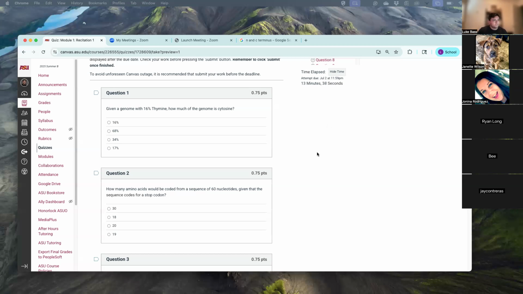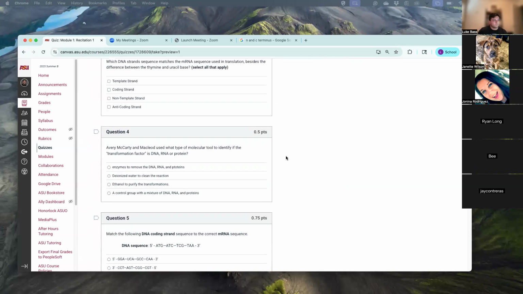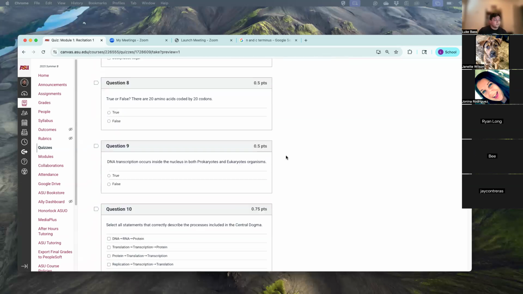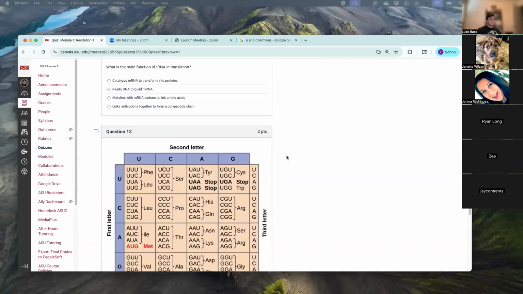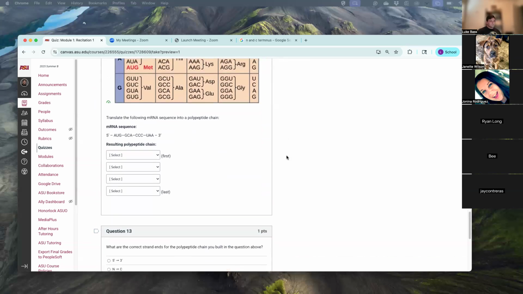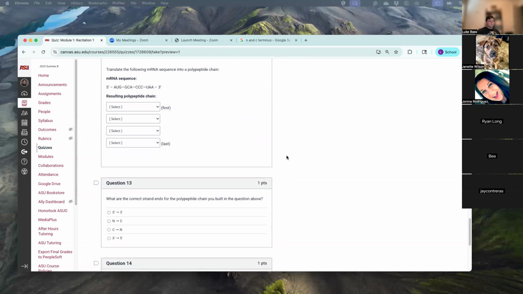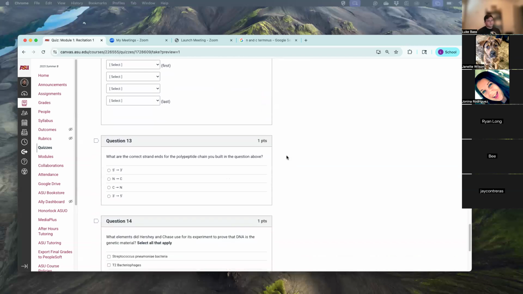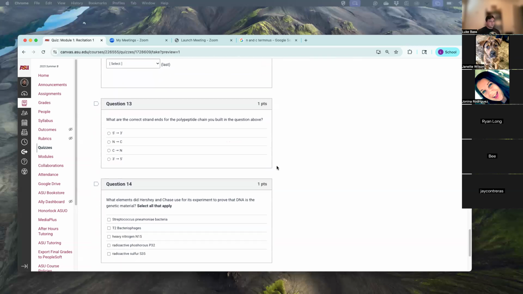For the experiments, is it provided for us on the modules? Like the details, I'm talking about. One of the questions had T2 bacteriophages, but the PowerPoint didn't have that. That's a good question. If the PowerPoint didn't go into it specifically, I'm not too familiar with what Dr. Holacek goes over, so maybe Jeanette and Janina might know.